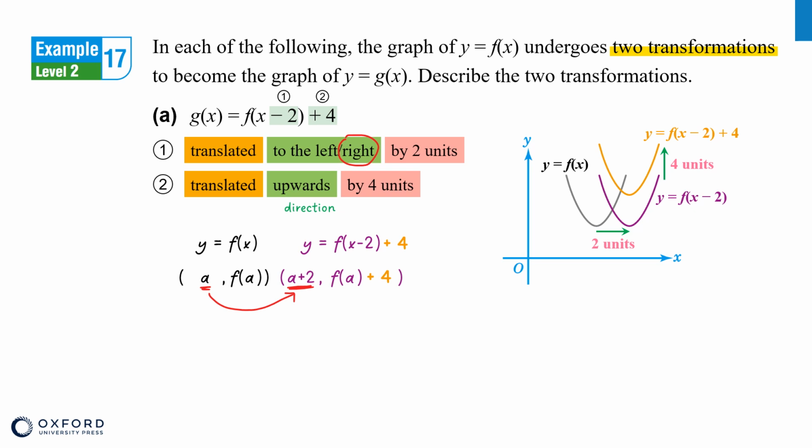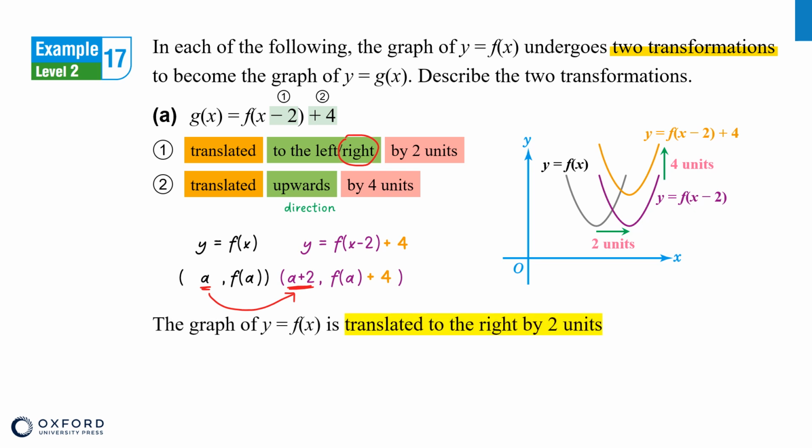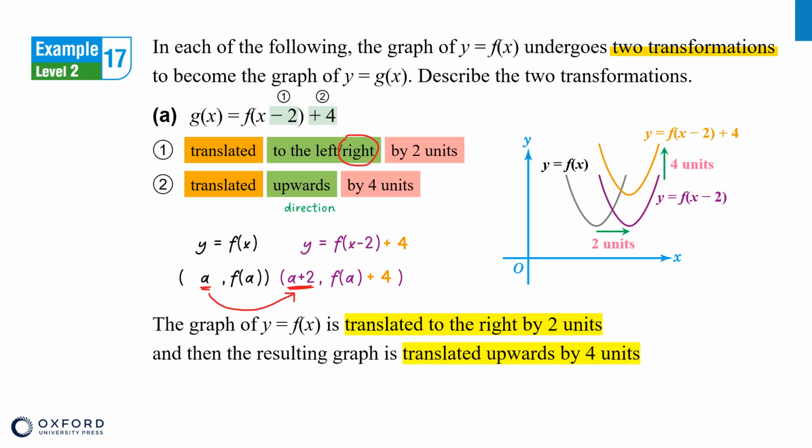To describe these two transformations in a complete sentence, it would be: the graph of y equal f of x is translated to the right by 2 units, and then the resulting graph is translated upwards by 4 units to become the graph of y equal g of x.